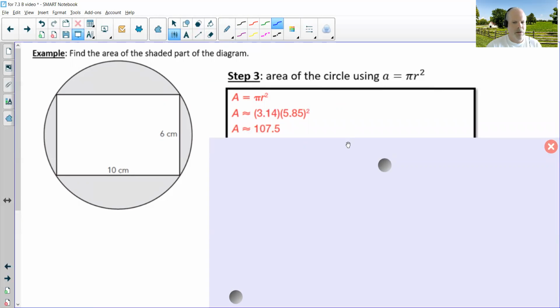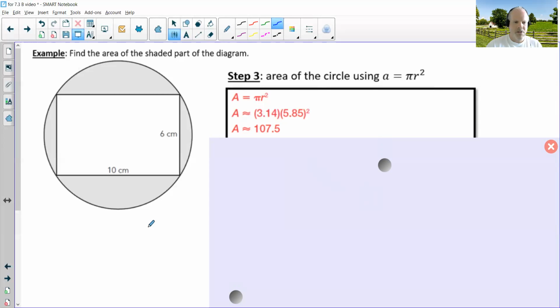Use a calculator and don't forget your order of operations. We must square the 5.85 first. Whatever that result is, multiply it by 3.14, and we get 107.5. That's the area of the circle.